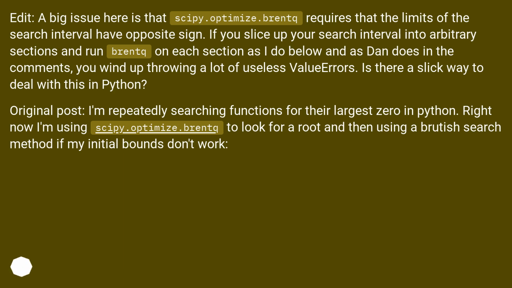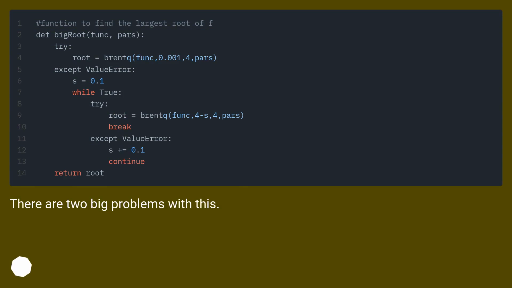Original post. I'm repeatedly searching functions for their largest zero in Python. Right now I'm using scipy.optimize.brentq to look for a root, and then using a brutish search method if my initial bounds don't work. There are two big problems with this.